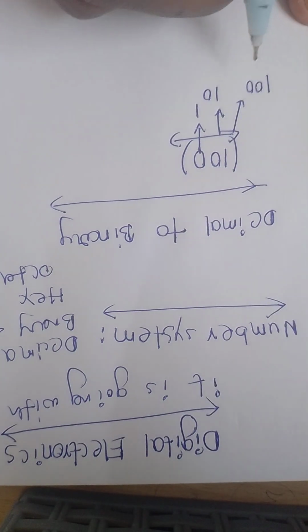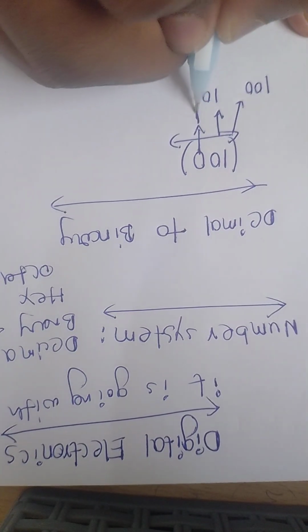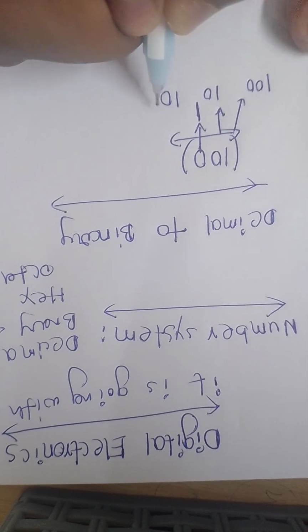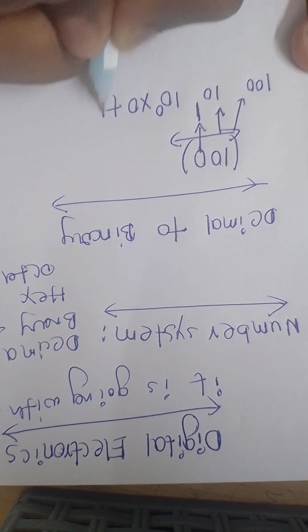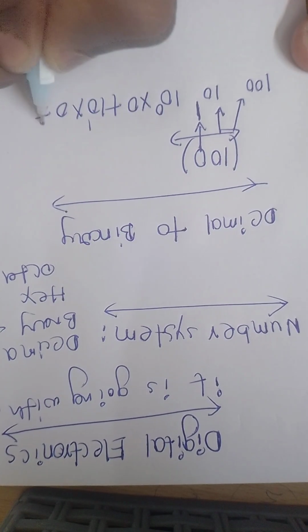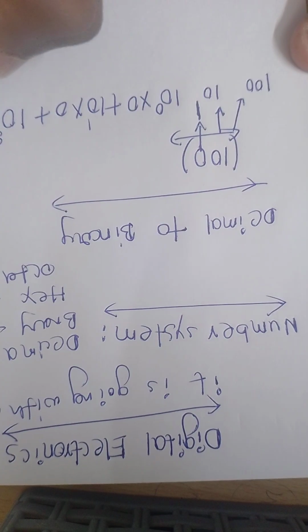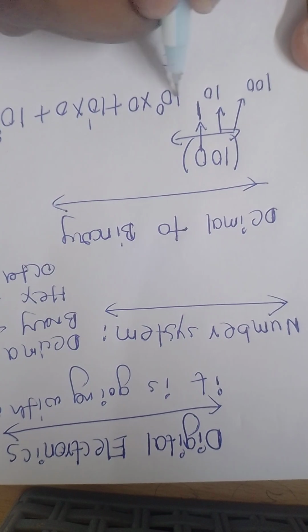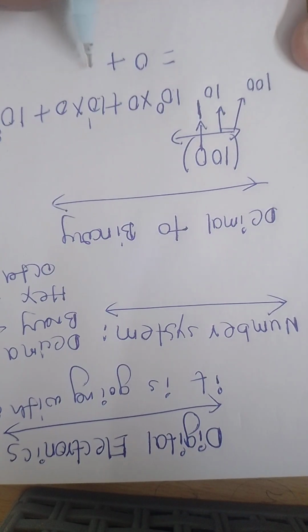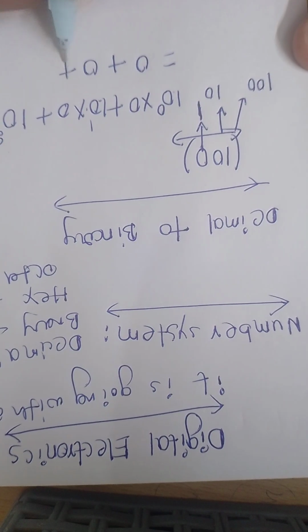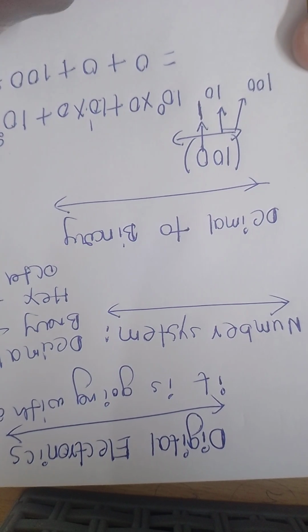Here, this is base 10. So 10 power 0 times 0 at the ones place, 10 power 1 times 0 at the tens place, 10 power 2 times 1. 10 power 0 is 1, so 1 into 0 is 0, 10 power 1 into 0 is 0, and 10 squared is 100, so we get 100.